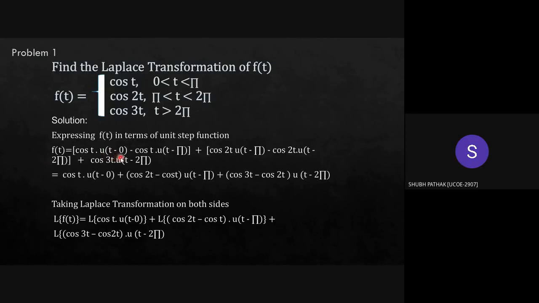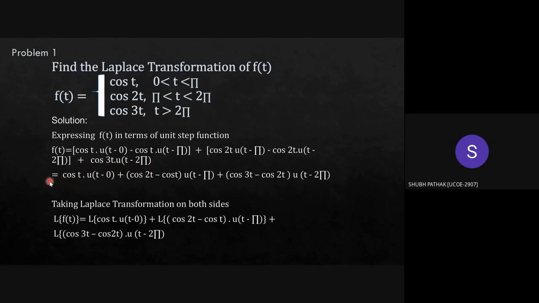So we get f of t is equal to cos t into the unit step function of t minus 0, minus cos t into the unit step function of t minus pi, plus, in the bracket, cos 2t into the unit step function of t minus pi, minus cos 2t into the unit step function of t minus 2 pi, plus cos 3t into the unit step function of t minus 2 pi.